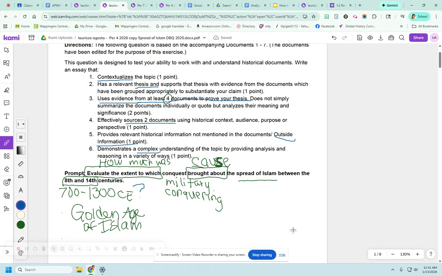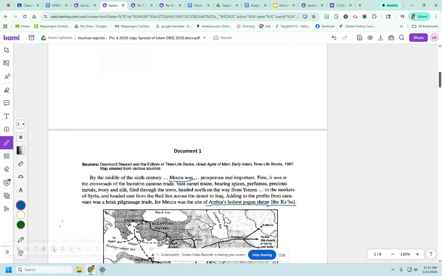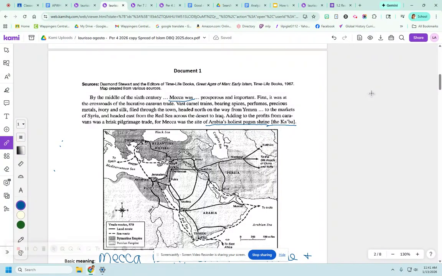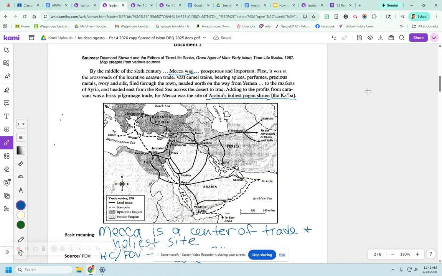After you take a look at the prompt, your third step is to do that brainstorm, and then go ahead, step 4, and start looking at the documents. For each of the documents, you are going to follow the same thought process, and that is basically figure out the basic meaning of the document, what's being shown in the picture, the map, the chart, or maybe in the quotation or information that's given to you.